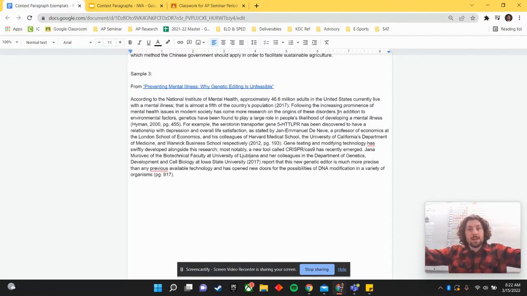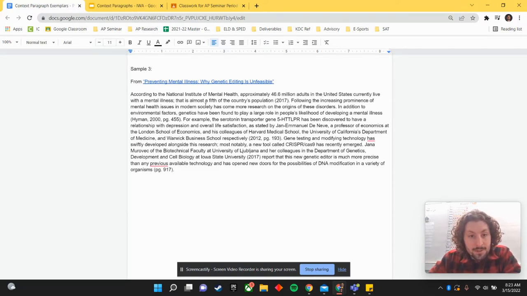They first were looking at mental health. Now they're looking at genetic causes of mental health issues with that inverted triangle shape that we were talking about earlier. Now, as we continue here, for example, the serotonin transporter gene 5-HTT-LPR has been discovered to have a relationship with depression and overall life satisfaction, as stated by Jean-Emmanuel Deneve, a professor of economics at the London School of Economics, and his colleagues at Harvard Medical School and the University of California's Department of Medicine in Warwick Business Schools, respectively.